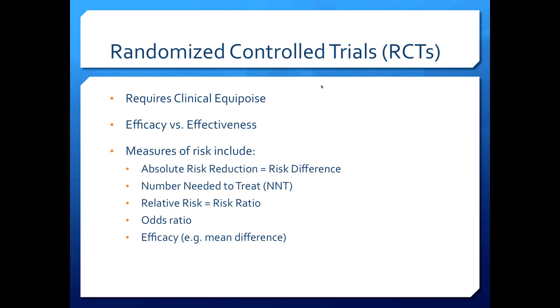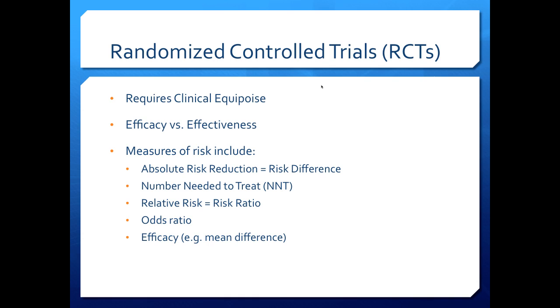Randomized controlled trials require what is called clinical equipoise in order to be considered ethical. This means that there must be real controversy in the literature and/or expert community over which treatment is superior. Your research team can have a strong opinion about which will be better, but the scientific community on the whole must disagree about the best treatment.